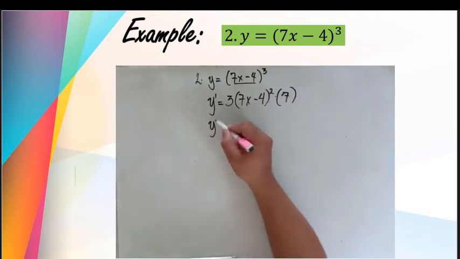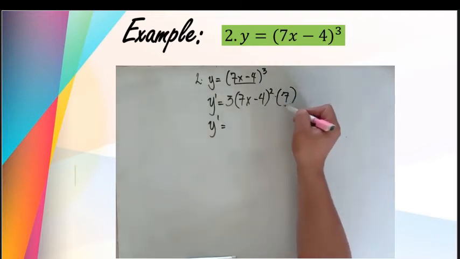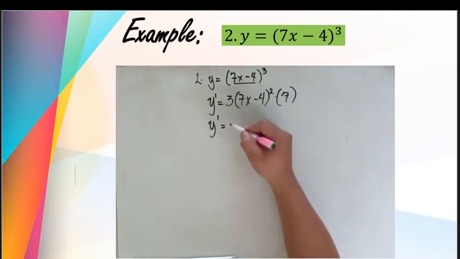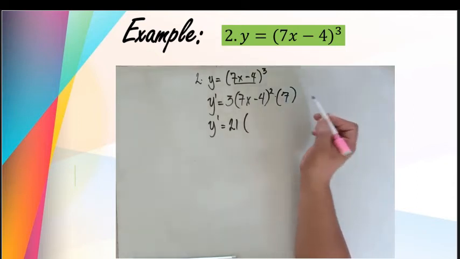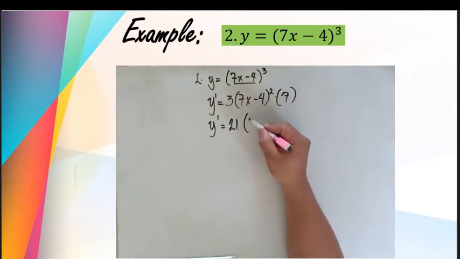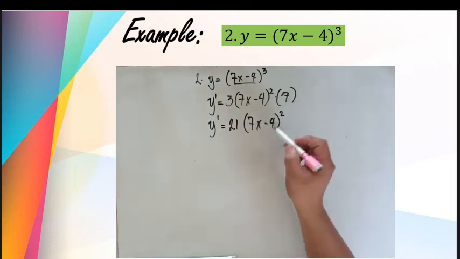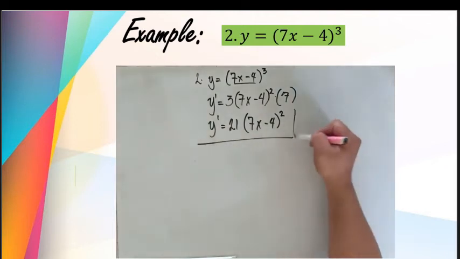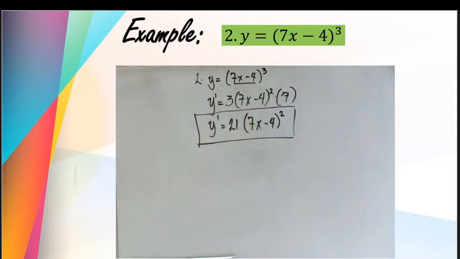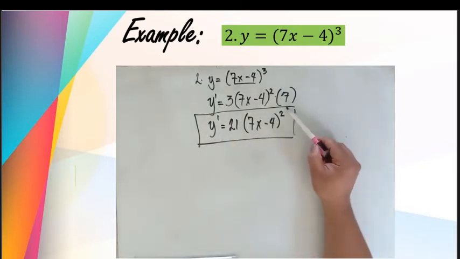Then let's simplify. We have y prime, 7 times 3 is 21. Then let's copy 7x minus 4, the quantity raised to the second power. So yes, this is now the derivative of the given function y is equal to the quantity of 7x minus 4 raised to the third power. There is no need for you to distribute 21 or multiply 21 to 7x minus 4 because we have exponent 2.